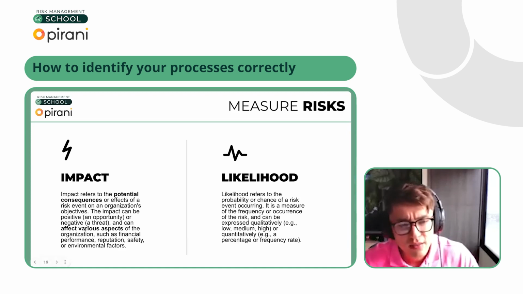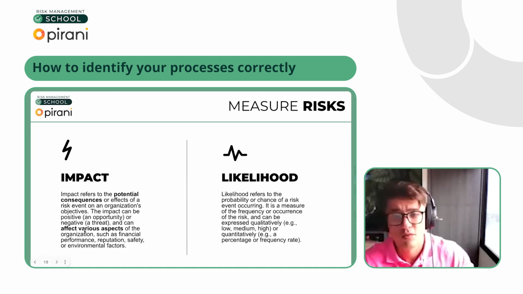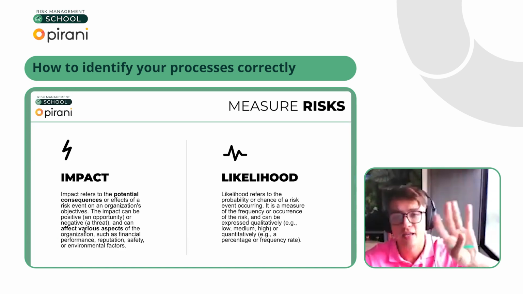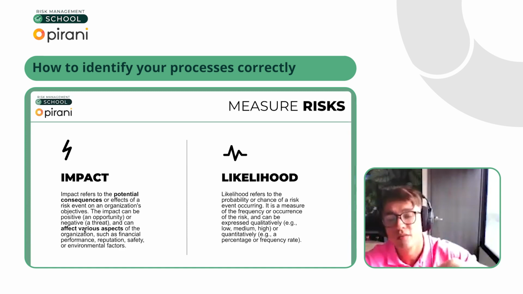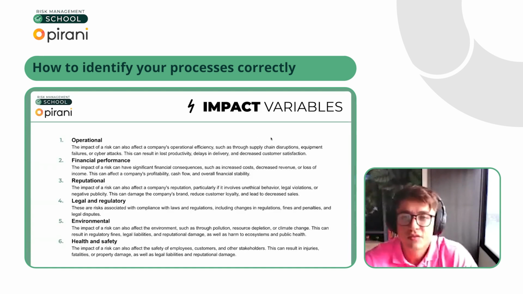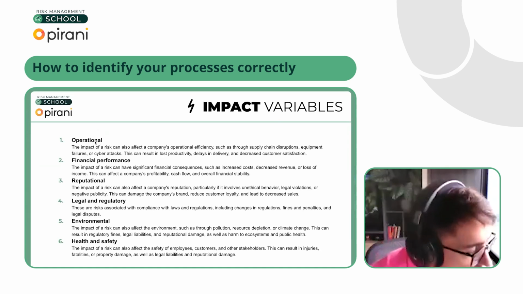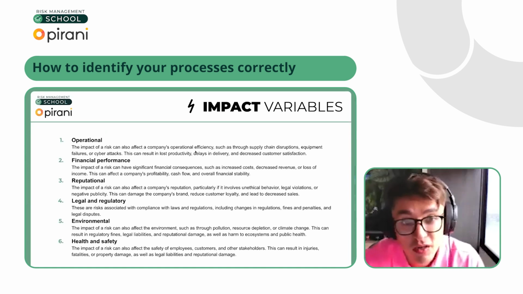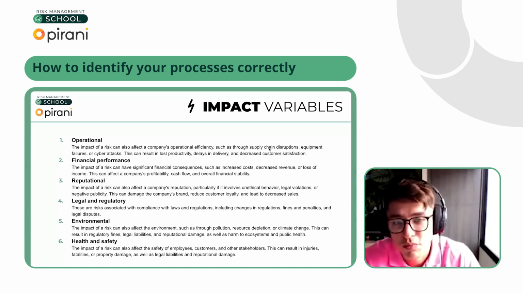but remember that the impact can be direct, the direct approach. So the impact of a specific risk, not being able to put the pizza on my client's table, will be high or critical or severe, or low or medium. But we can also take into account different impact variables, like operational. If I cannot deliver the pizza that I produce, maybe it will be an operational impact. The impact of a risk can also affect company operational efficiency, such as through supply chain disruptions, equipment failures, or cyber attacks.